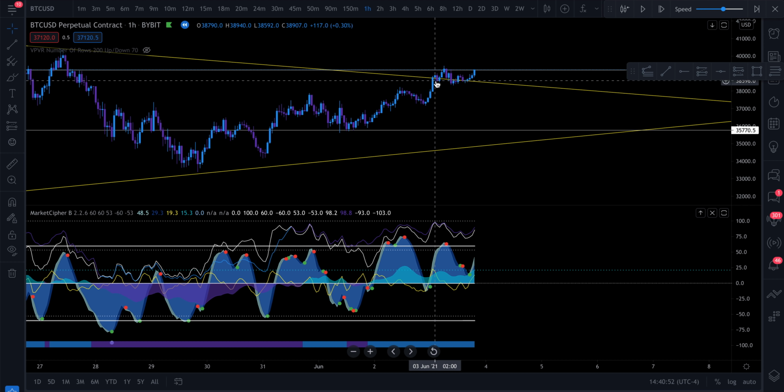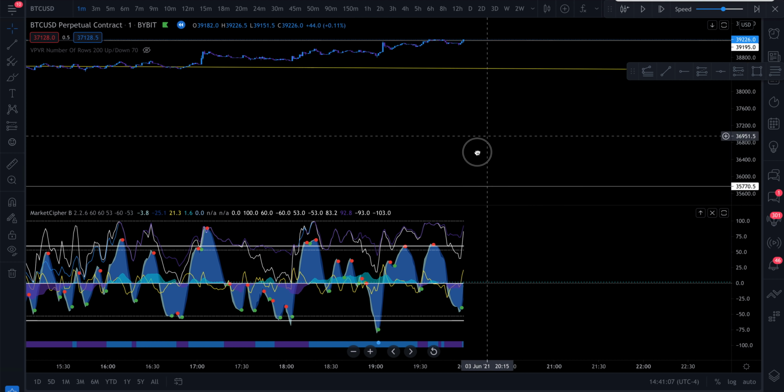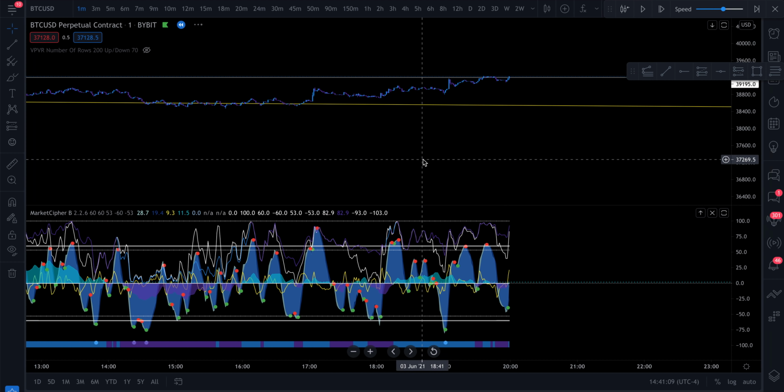Now we're going to really go down to the low time frames. Let's go to the 3-minute even, okay? The 3-minute time frame. And what do we see here? Let's even go to the 1-minute. What do we see on the 1-minute time frame? On the 1-minute time frame, okay, this is usually the time frame I use to enter.